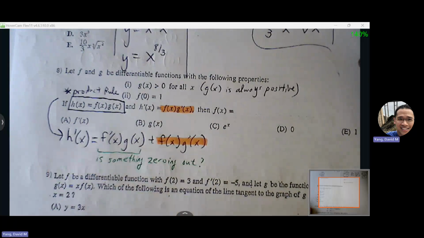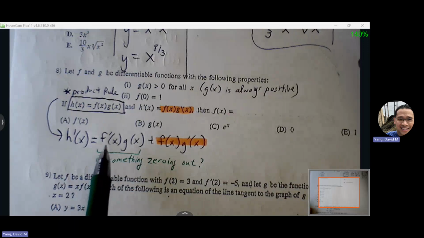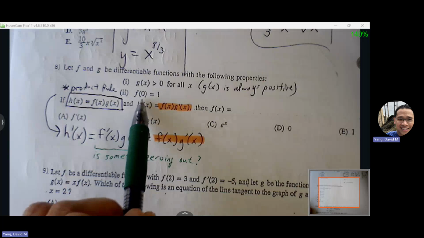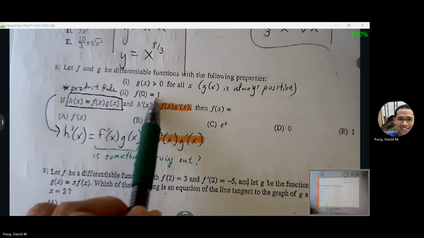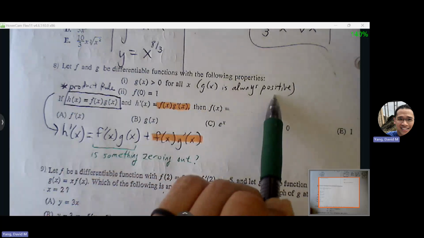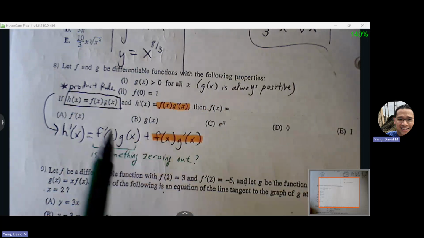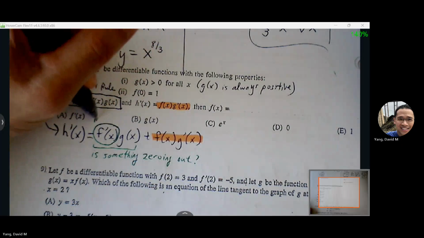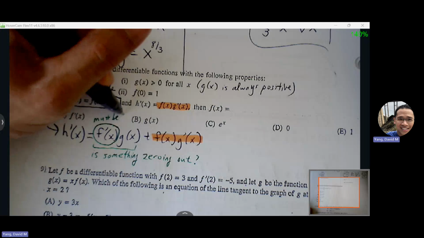So let's see if we can continue our work here. Could f prime be the thing that's zeroing out? We know that f of 0 is equal to 1. g is always positive, so we know this can't be zeroing out, right? g of x can't be the culprit because it's always positive. So this is not 0. So it must be f prime that's 0, right? f prime must be 0.